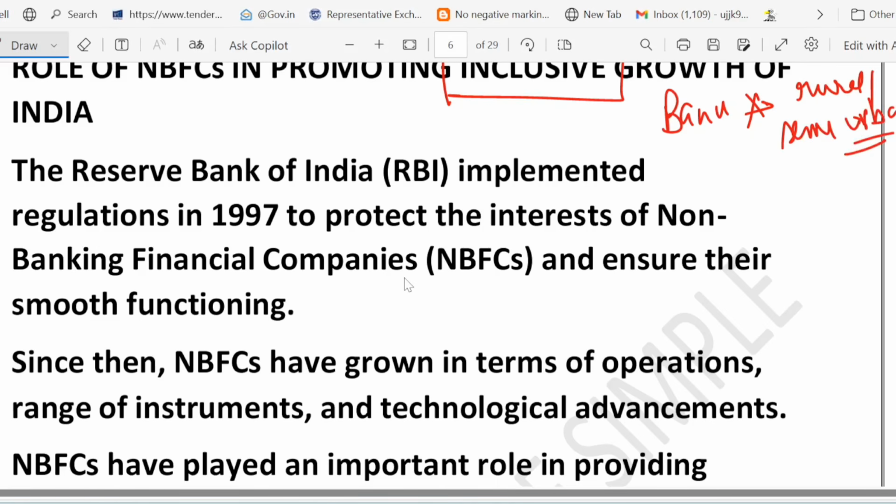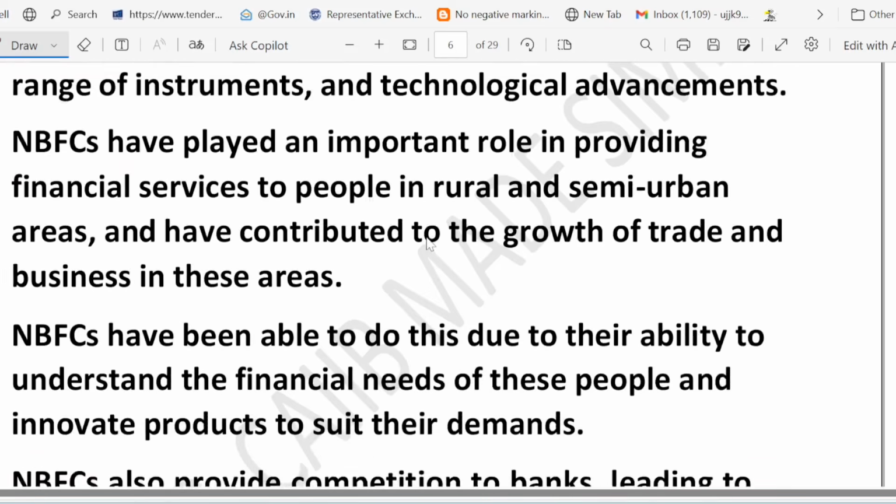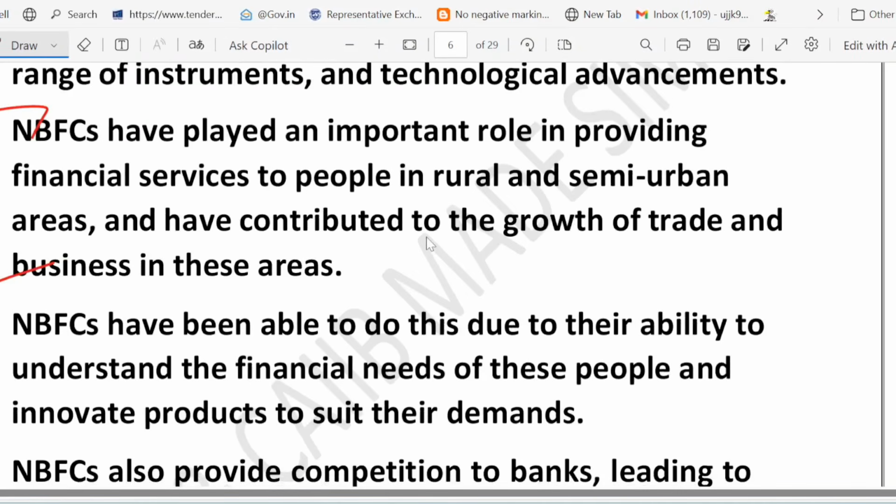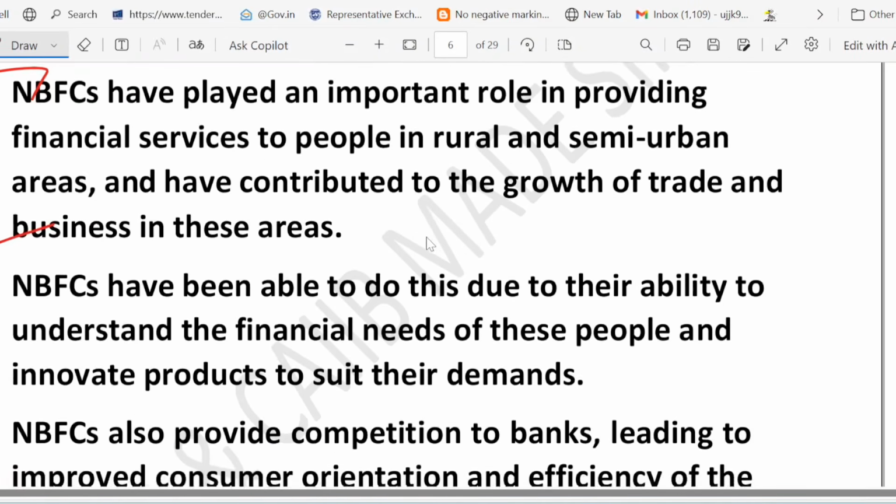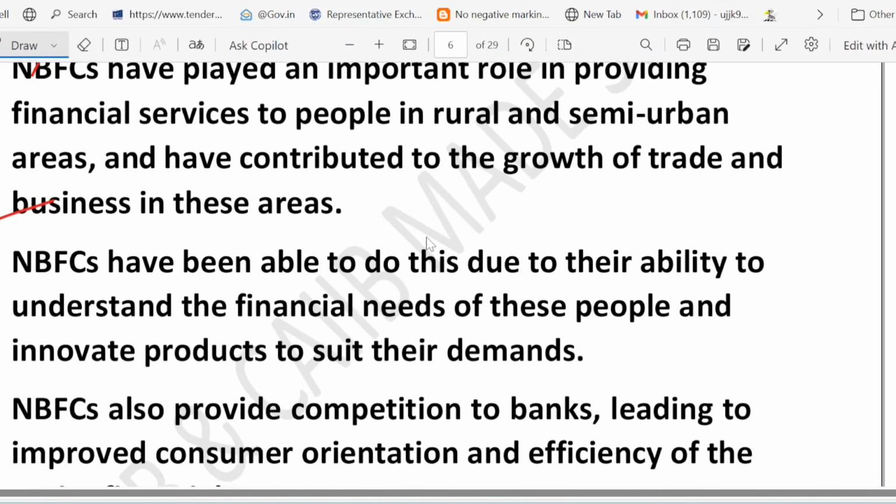For example, a farmer in Bihar gets a loan from an NBFC to buy seeds when a bank says no. The bank clearly rejects, saying I can't give you a loan for buying seeds, but the NBFC says yes, I will provide it. So this is called reaching the unreached. And that is what we are talking about in this particular paragraph. And then innovative products. NBFCs also come with some innovative products.